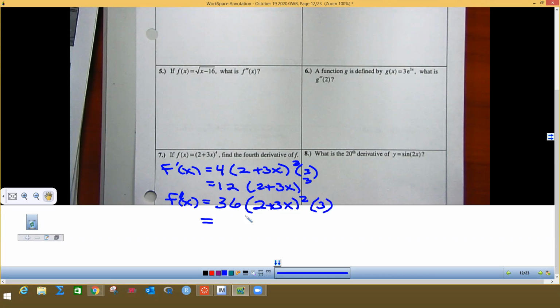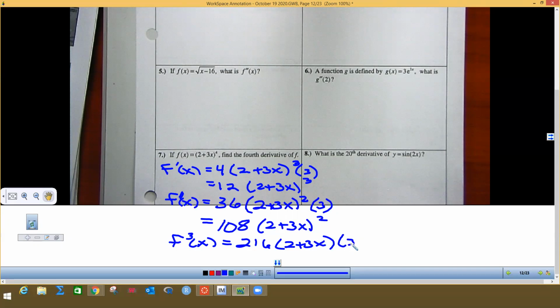Then I'm going to take 3 times 36 to simplify it. What is that, 108, I think? And there's my second derivative. Then I'm going to do the third derivative. I'm going to take 2 times 108, leave the inside the same, lower the power by 1, and then take the derivative of the inside.